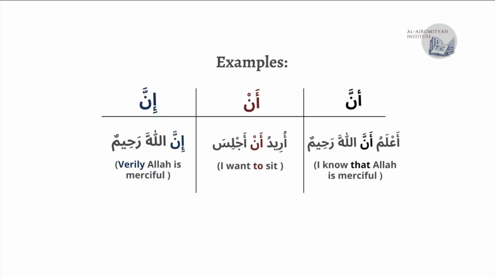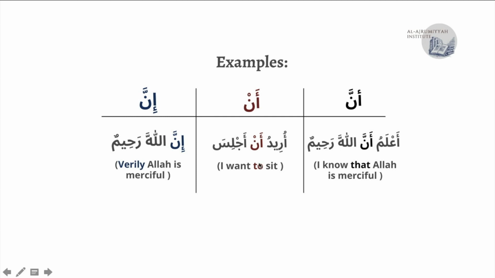Now, in terms of examples, an example for inna is inna Allaha rahimun. Verily Allah is merciful. So again, inna means verily, and it made what was originally the mubtada, which was Allah, ismu inna, it made it from marfu to mansub. Originally the sentence was Allahu rahimun, Allah is merciful. I added inna, and it changed the mubtada, which was Allahu, to ismu inna, and it made it mansub. Inna Allaha rahimun. If I said inna Allahu rahimun, that would be a mistake.